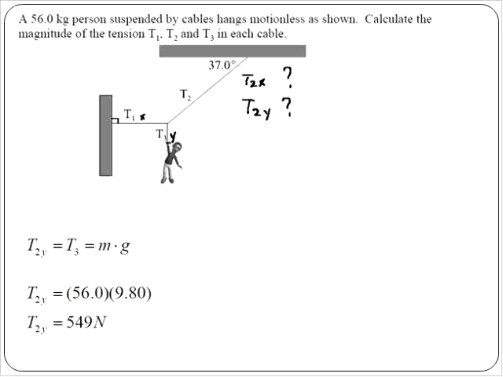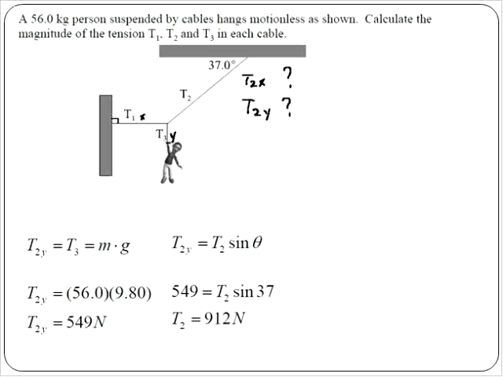Once we figured out that much, now we can say this. Remember that T2y is equal to T sine theta, right? The y component is always T sine theta because the angle is measured from the horizontal. And if you look up here, that angle, 37 degrees, is measured from the horizontal. So coming back down here, you rearrange it and say 549 equals T2 times the sine of 37. That tells you that tension number 2, the tension in cable 2, we now know is 912 newtons.